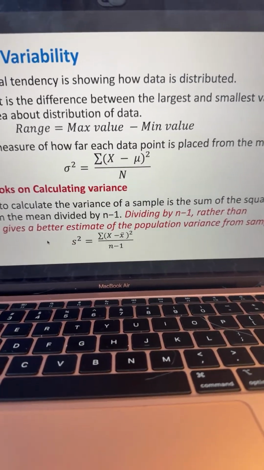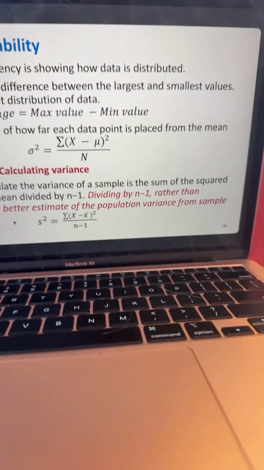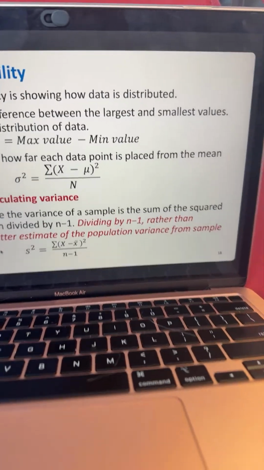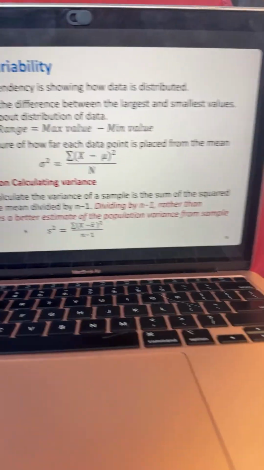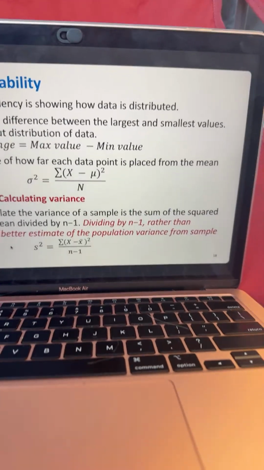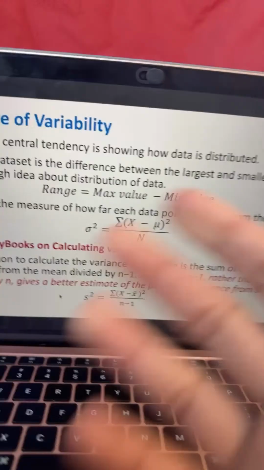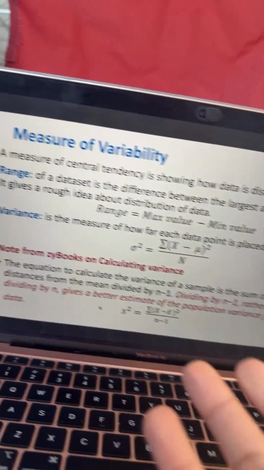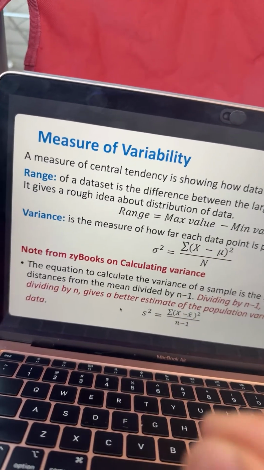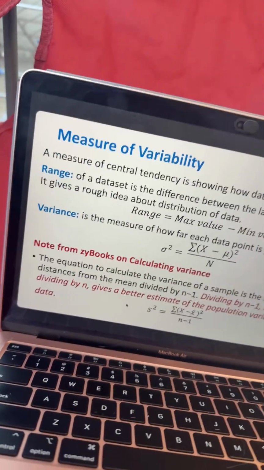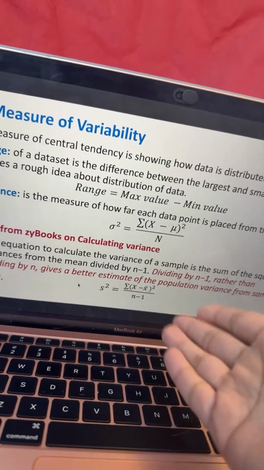Note from zyBook on calculating variance. The equation to calculate the variance of a sample is the sum of the squared distances from the mean divided by n minus 1. Dividing by n minus 1 rather than n gives a better estimate of the population variance from sample data. So why is it n minus 1? Because you need a better estimate of the population variance from sample data. So if this is a sample, then you do n minus 1.